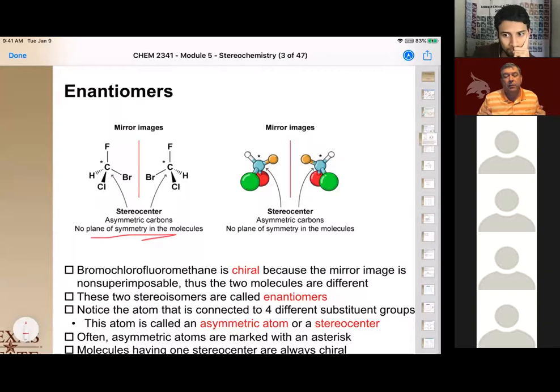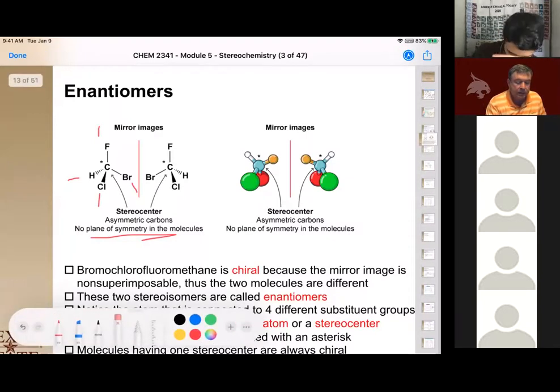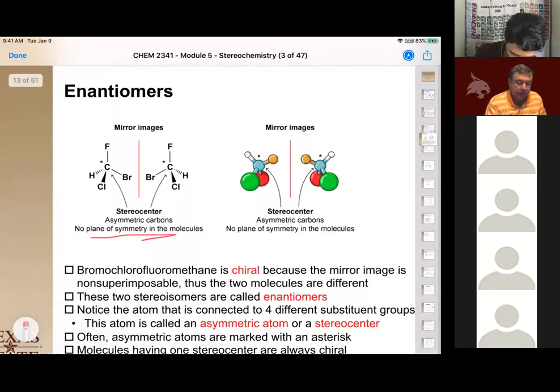I say it does, but let's prove it. We have a hydrogen, a fluorine, a bromine, and a chlorine. Four different groups, so that follows number 1. And let's look at number 2. Number 2 is non-superimposable mirror image.